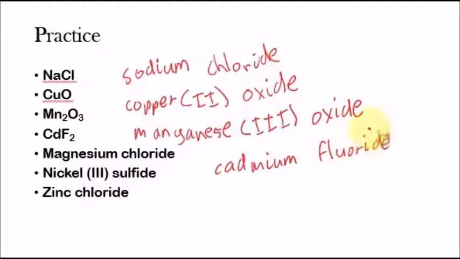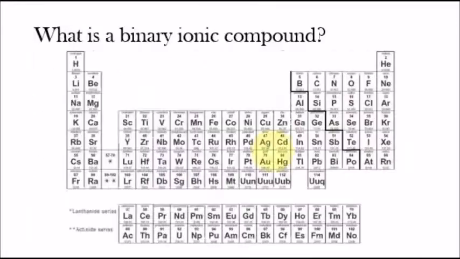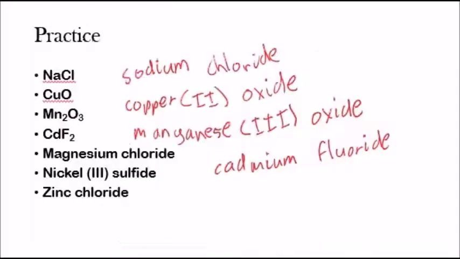And again, let me emphasize this, we do not use a Roman numeral, because for silver, cadmium, zinc, and aluminum, you need to memorize this, they all have one oxidation state. Silver always has a +1 oxidation state, zinc and cadmium always have a +2 oxidation state, and aluminum always has a +3 oxidation state. So we just say cadmium fluoride. We do not say cadmium 2 fluoride.